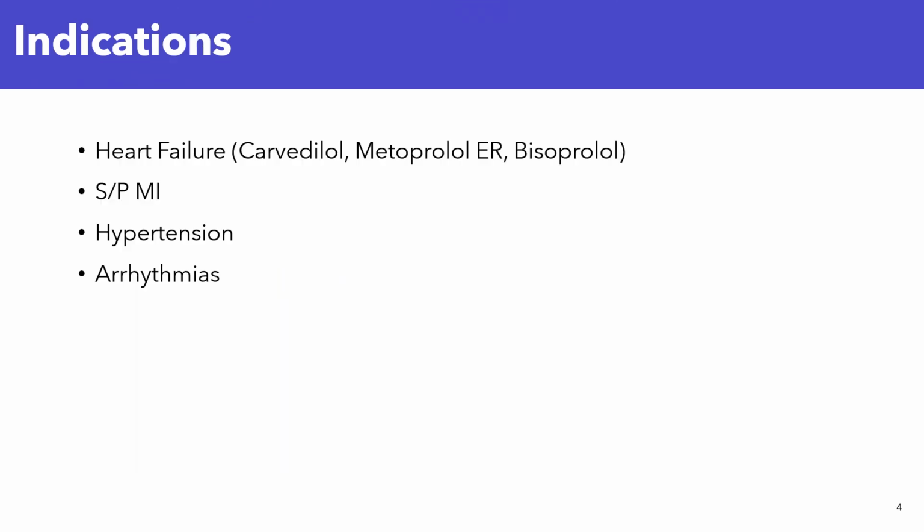What are beta blockers used for? Beta blockers can be used for several conditions. For example, heart failure. In heart failure, the beta blockers that are used are carvedilol and metoprolol ER. Beta blockers can also be used status post MI. They can also be used for hypertension, although they are not first line for hypertension. They can also be used for cardiac arrhythmias.